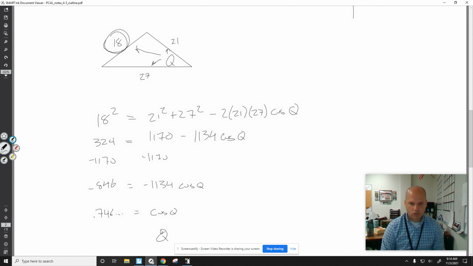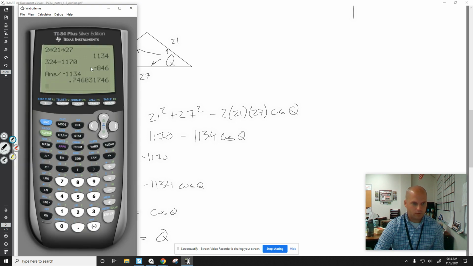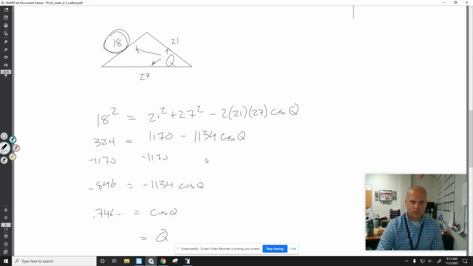We will use inverse cosine to find angle Q. Now let's see what happens. Inverse cosine of that 0.746. Boom. 41 degrees. I feel good about this. The other potential would be 360 minus the 41, which is not going to be in my triangle. I don't have to worry about that whole ambiguous situation as when using sine. So 41.752.